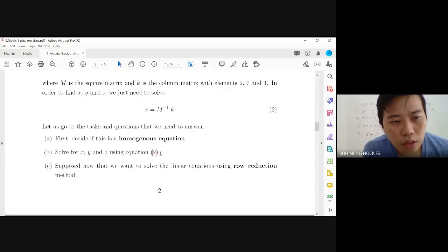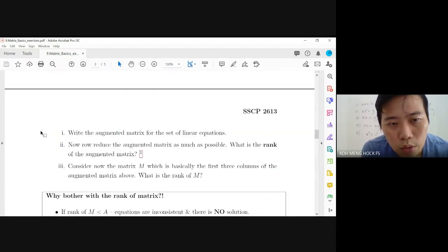Number C. Suppose now we want to solve the linear equation using the row reduction method. So now you want to use a row reduction method. So I ask you to write the augmented matrix for the set of linear equations. What is an augmented matrix?